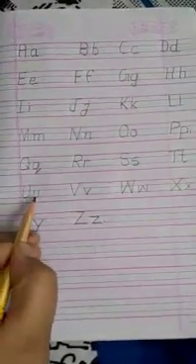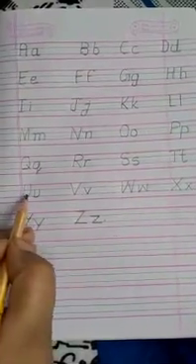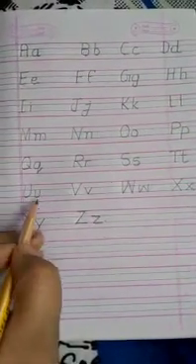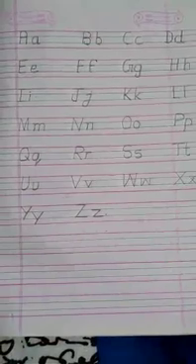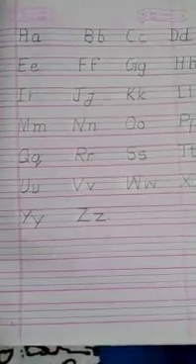Capital U and a small u. The sound of U is A. U for umbrella.